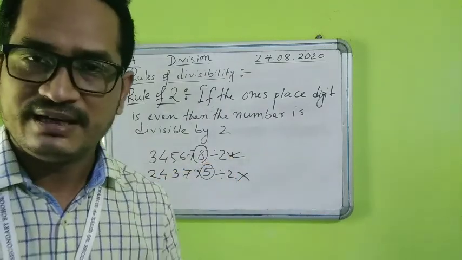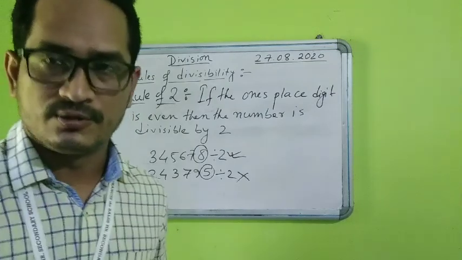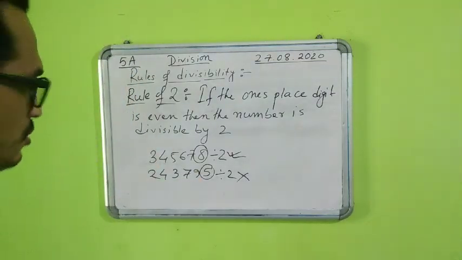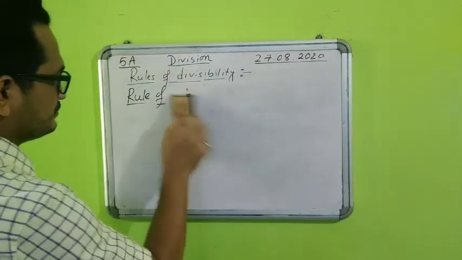So the rule of 2 is very easy. You just need to see whether the last digit is an even digit or not: 0, 2, 4, 6, 8. So students, please copy it down. Now we will go for the rule of 3.